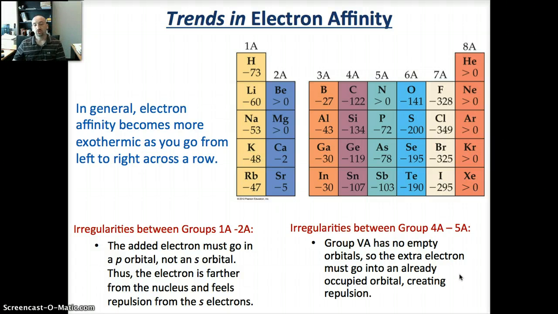So in general, you can always think of electron affinity becoming more exothermic as you move from left to right across a row. Now there are some irregularities with this as well, and you should be familiar with these. So that's pretty much it for part 2.